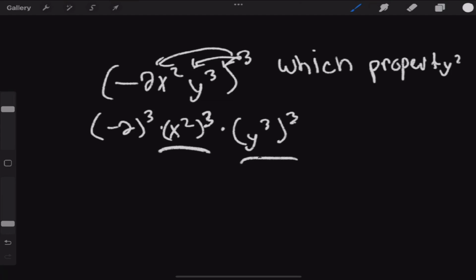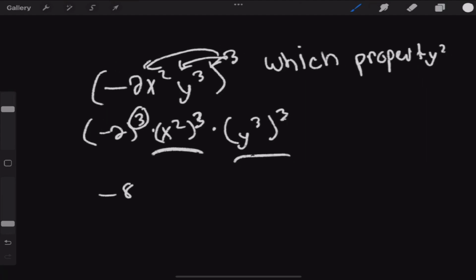So this first one, negative 2 times negative 2 times negative 2, because of the fact that our exponent is odd, our answer is going to be negative. So in this case, it's going to be negative 8. And then we multiply that by x squared to the power of 3. And like we said earlier, when you have power of a power, you multiply them. So this is going to be x to the 6th.